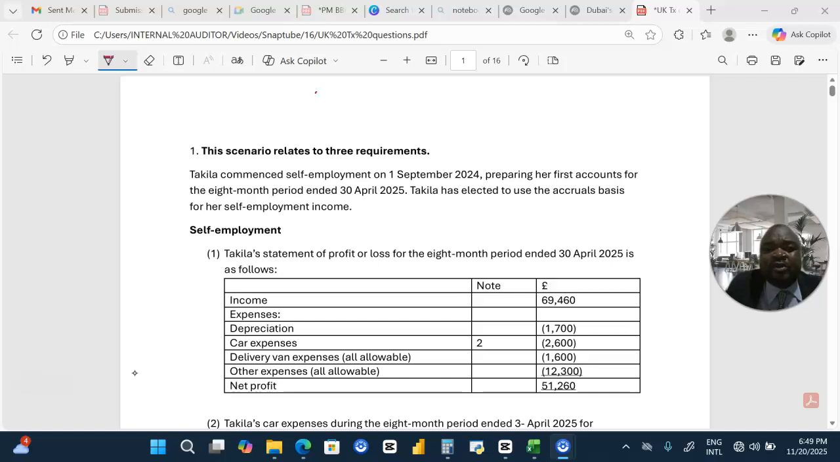In this video, we are going to look at a question related to self-employment. It is relevant to those attempting the ACCA taxation UK paper. Yes, the United Kingdom tax variant.